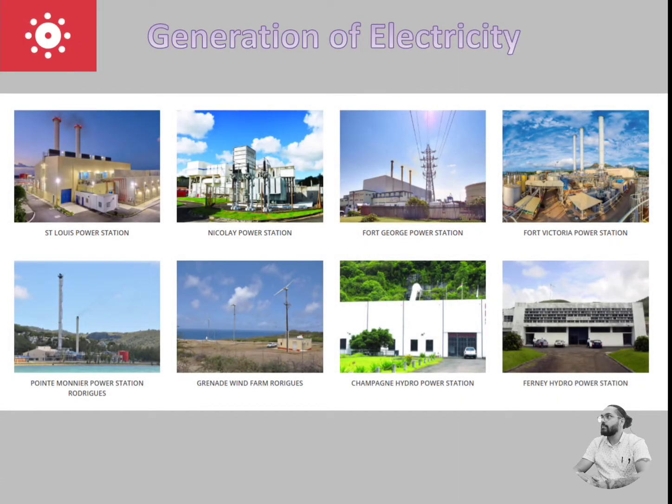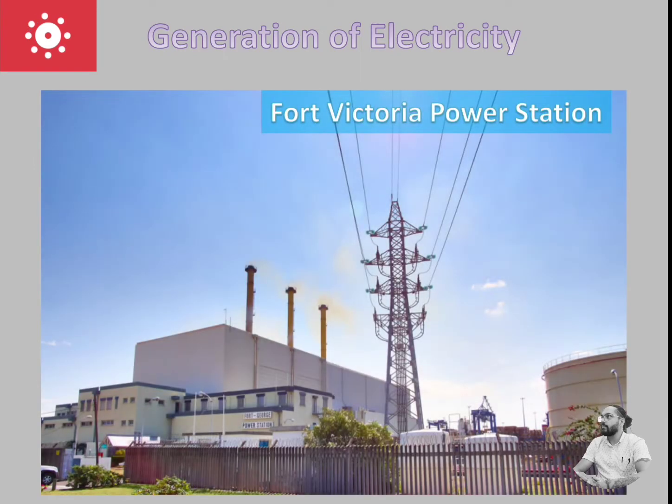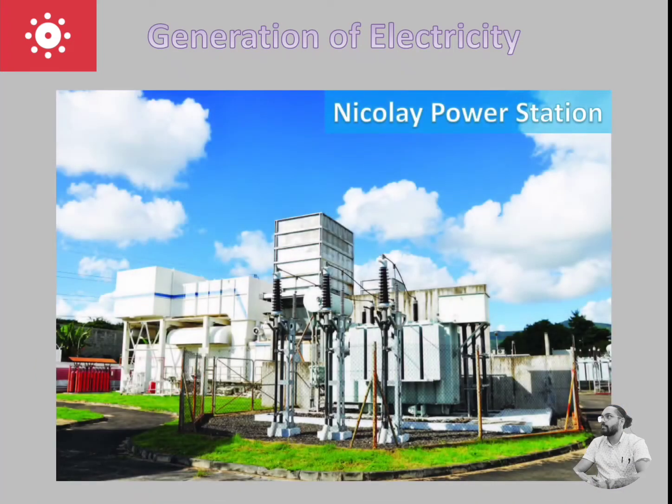Here you can see images of the different power stations that are present in Mauritius. The Fort Victoria Power Station is a thermal power station, which means that it uses heavy fuel oil as primary energy. It is then converted into electrical energy. The Nicolet Power Station uses kerosene as primary energy to produce electricity.